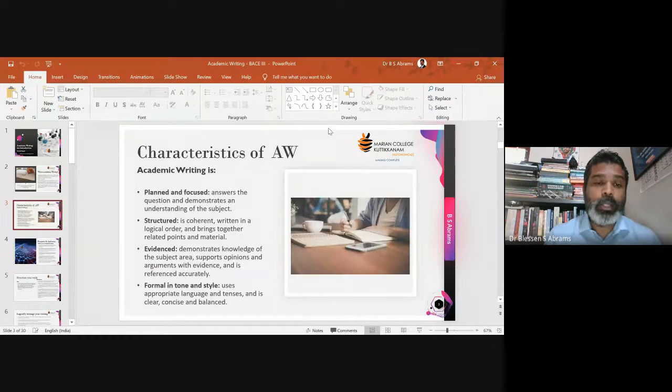So above all, even if it is planned, focused, organized, structured, or evidenced, the language is most important. Language should be very formal. The tone and style should be very formal. It uses appropriate language and tenses, and is very clear, precise, concise, and balanced.